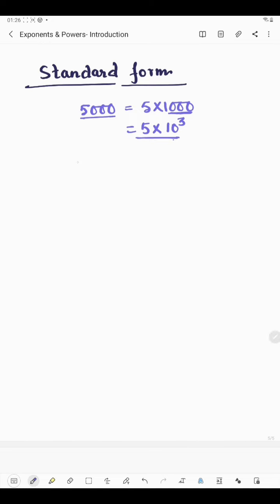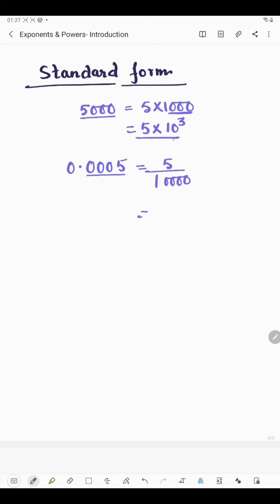Now suppose the number is 0.0005. You will have to write the number in standard form. Now how will you write the number in standard form? So at first we will have to remove the decimal. If you remove the decimal, 5 will come. Okay, and since there are 4 places after the decimal, 4 digits, with 1 we will have 4 zeros.